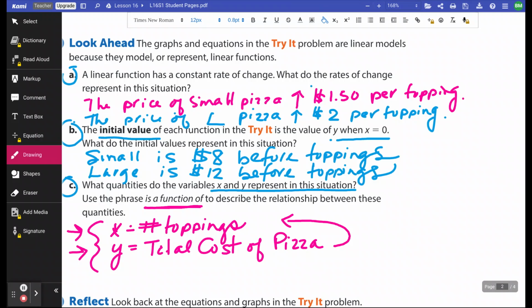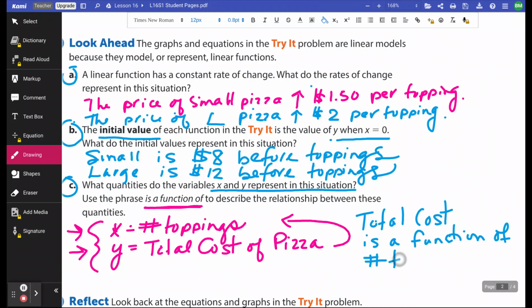Okay, so which one depends on the other? You should have gotten that the total cost of the pizza is dependent upon how many toppings we added. So the total cost is a function of the number of toppings. Remember, when asked a question like this, replace "is a function of" with "is dependent upon." That'll really help you answer these questions.